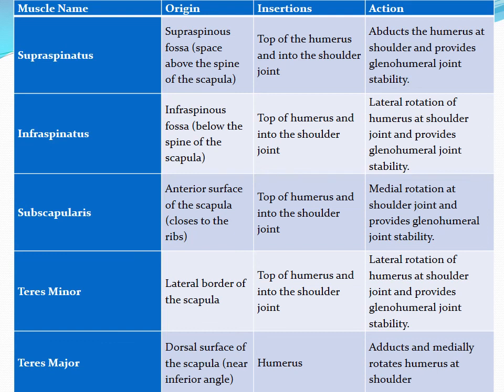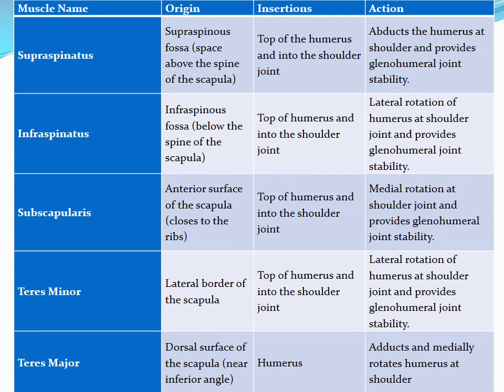Subscapularis is on the anterior surface of the scapula, so it's between the scapula and the ribs, so you can't see it in that picture. It also attaches to the top of the humerus, and this one will cause medial rotation. Supraspinatus abducts. Infraspinatus and teres minor will laterally rotate. Subscapularis will medially rotate.